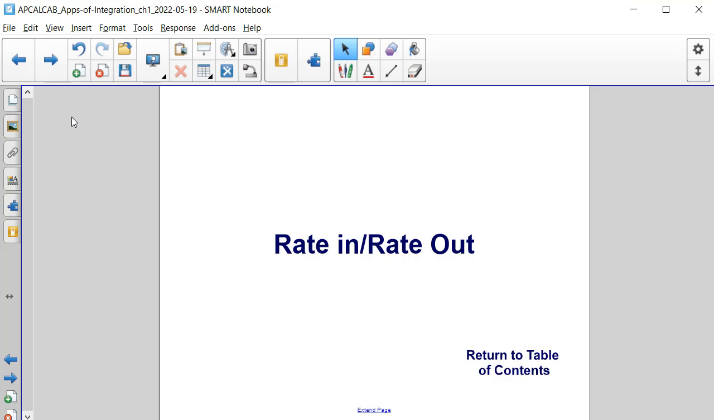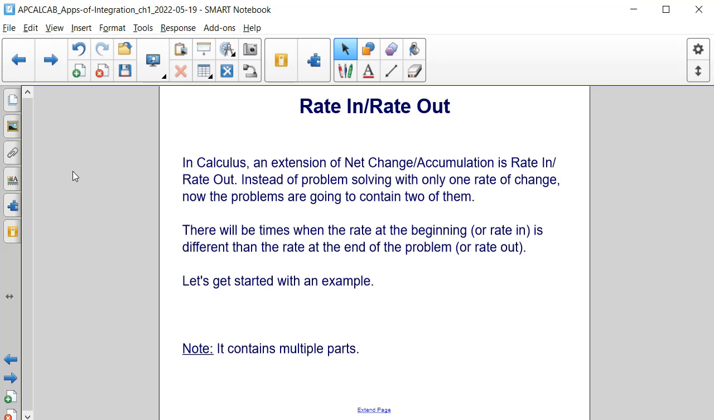Rate in and rate out. In calculus, an extension of net change and accumulation is rate in and rate out. Instead of problem solving with only one rate of change, now the problems are going to contain two of them.